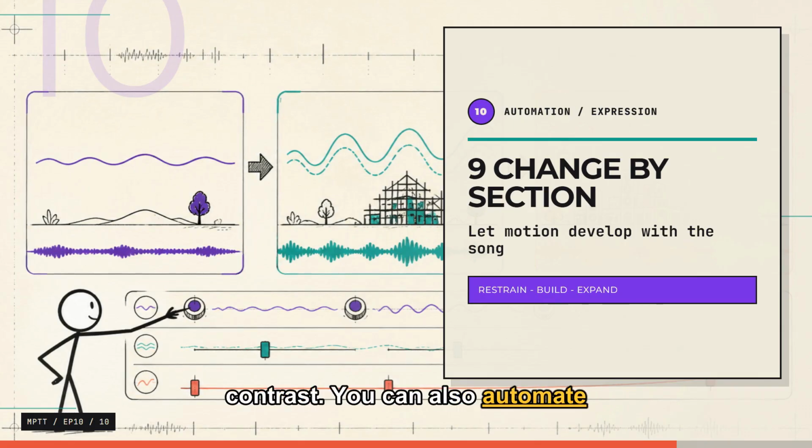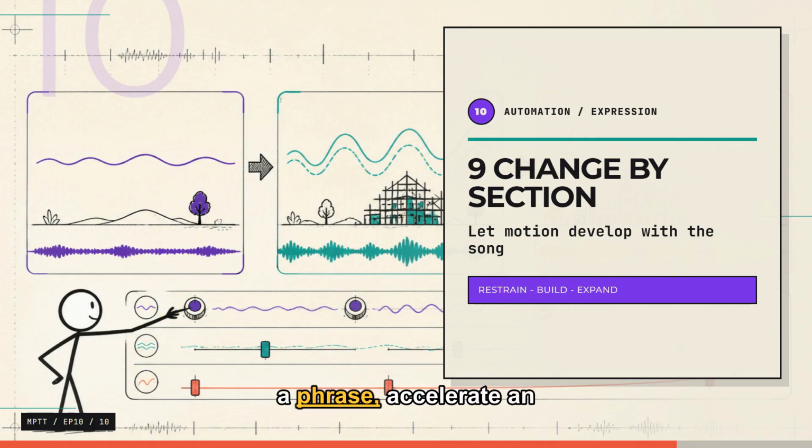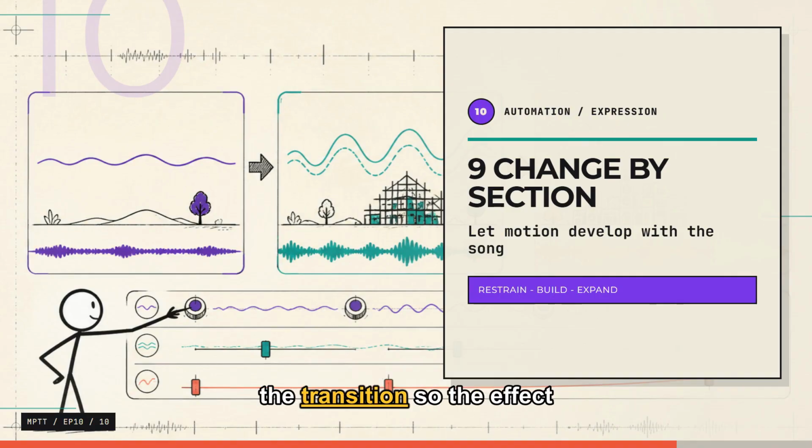You can also automate transition behavior: increase delay feedback for the last word of a phrase, accelerate an LFO into the downbeat, or open a filter during the final bar. Return the parameter deliberately after the transition so the effect does not leak into the new section.